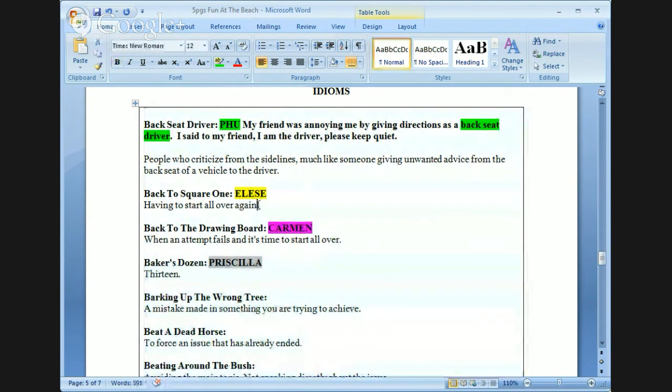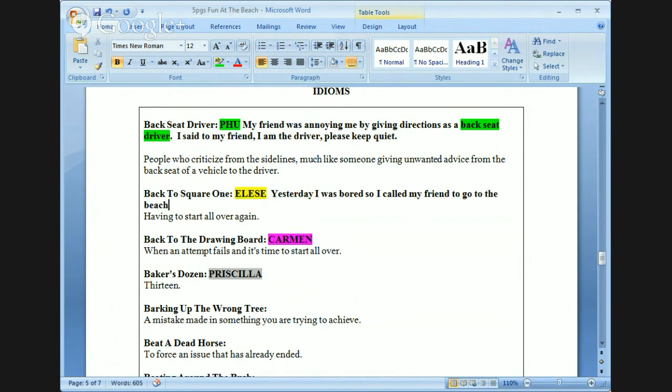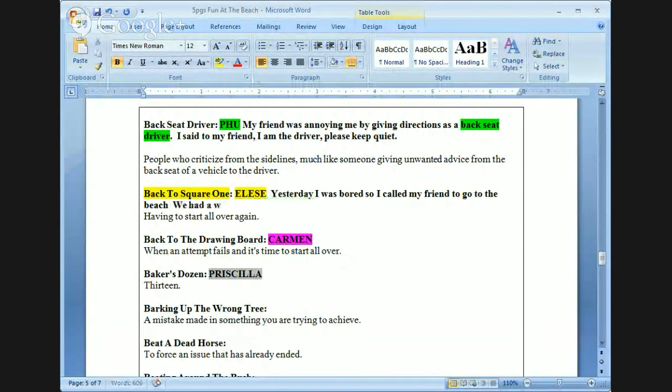Yesterday I was bored, so I called my friend to go to the beach. We really had lots of fun by the beach. Did you use back to square one? No, I haven't. We had a wonderful day. However, after we came back, everything was back to square one. I was bored again.